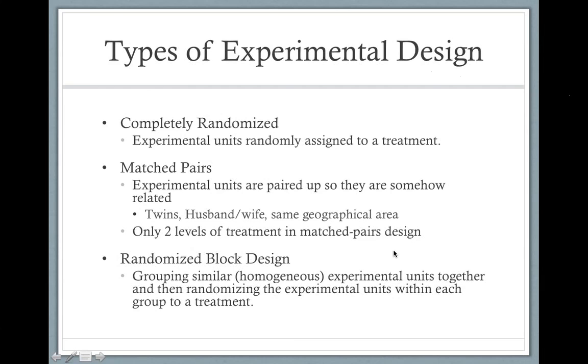Finally, you could have a randomized block design, and this is grouping similar, and a synonym for that is homogeneous, experimental units together, and then randomizing the experimental units within each group to a treatment. So you have a group of people, and within that you'll have a control and experimental units within the group.